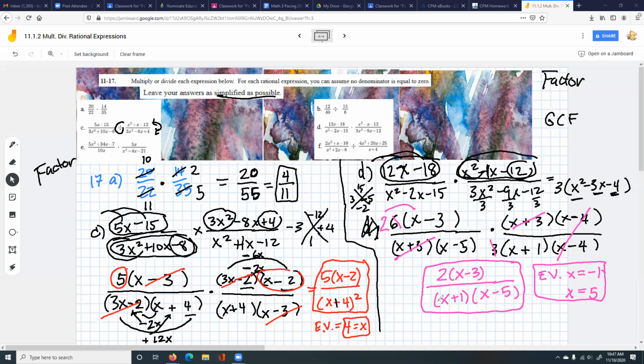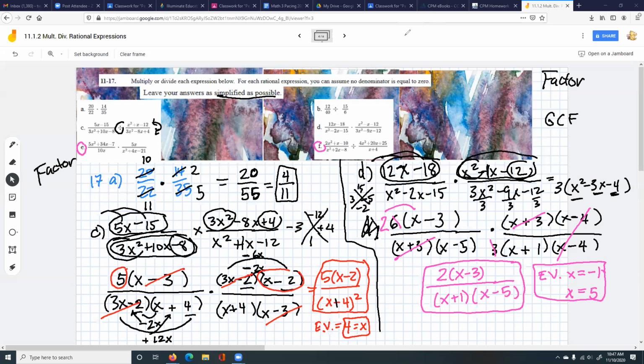All right, guys, so I've done a ton of examples. So now you got to finish up E and F. Okay, so you factor everything, flip that over, change it to multiplication, factor. These two are already factored. You can cross cancel the 5x and the x. There's something I need to show you on the next page. So you need to do those two.